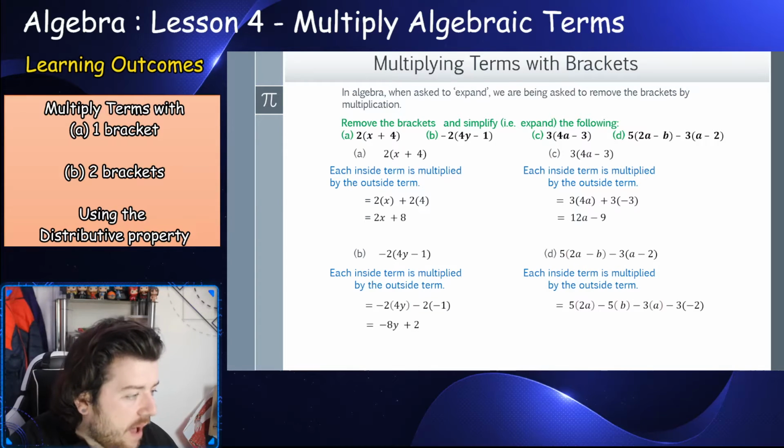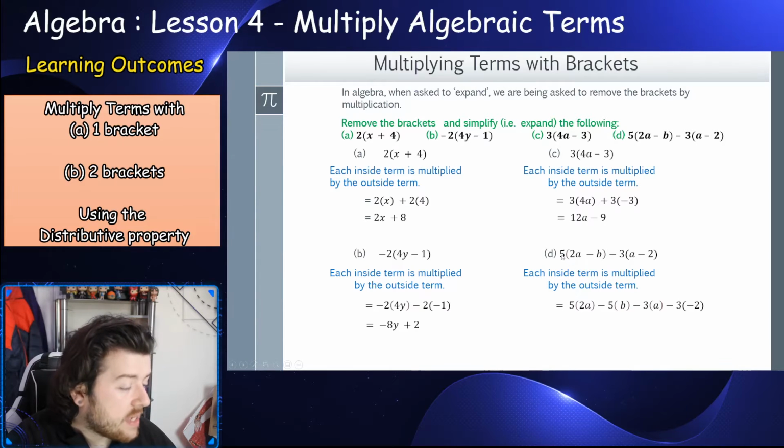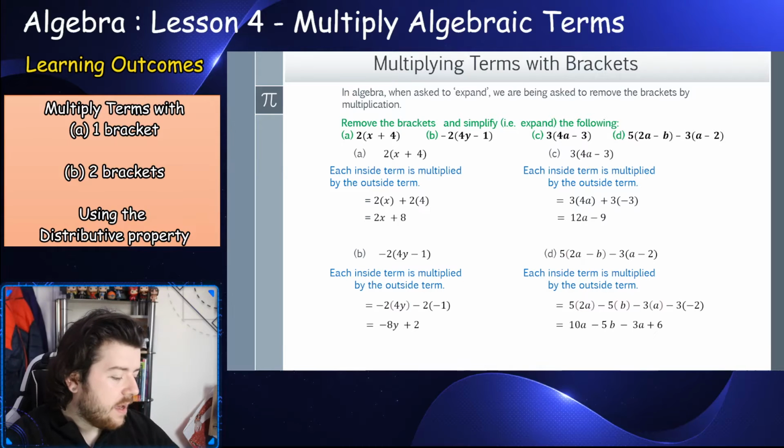So I have 5 times 2a, minus 5 times b. Now, what they just did here was, it's a positive 5, but they're multiplying by minus b. So they just took out the minus, but don't worry too much about that. Minus 3 times a, and then minus 3 times minus 2. I have 10a minus 5b minus 3a plus 6.